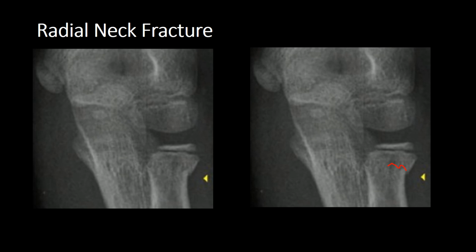Whilst not particularly common, paediatrics do suffer from radial neck fractures. And so what we're looking at is just a sharp angulation of the normal smooth contour, and we can even see a tiny break within the cortex. And so this is the classic appearance of a radial neck fracture in a paediatric. So be careful to check carefully.